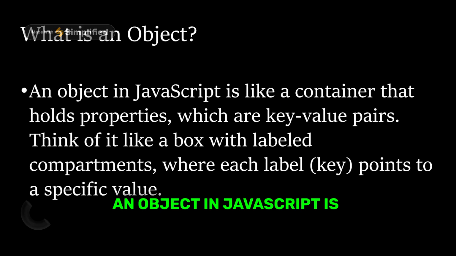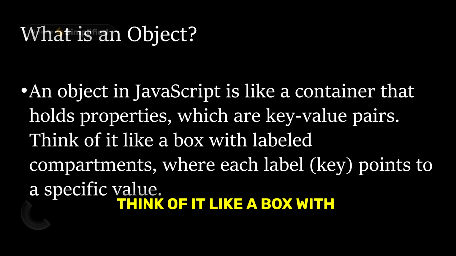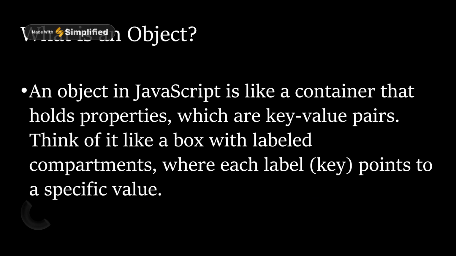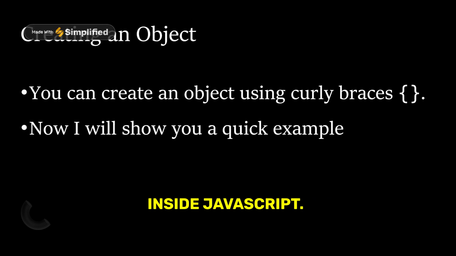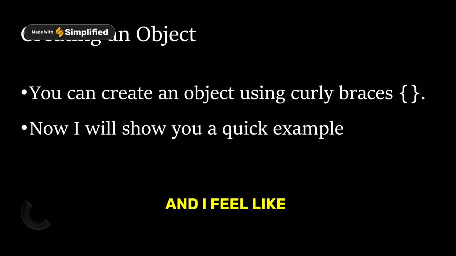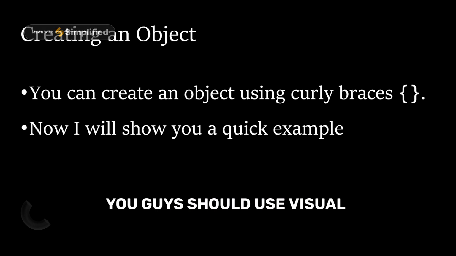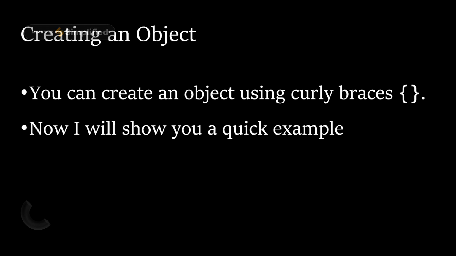So what is an object? An object in JavaScript is like a container that holds properties which are key value pairs. Think of it like a box with labeled compartments where each label points to one specific value. Now I'll be showing you guys how to create an object inside JavaScript. I'll be using Visual Studio for this purpose, and I feel like you guys should use Visual Studio as well, as it's really handy and it's a good place to code.